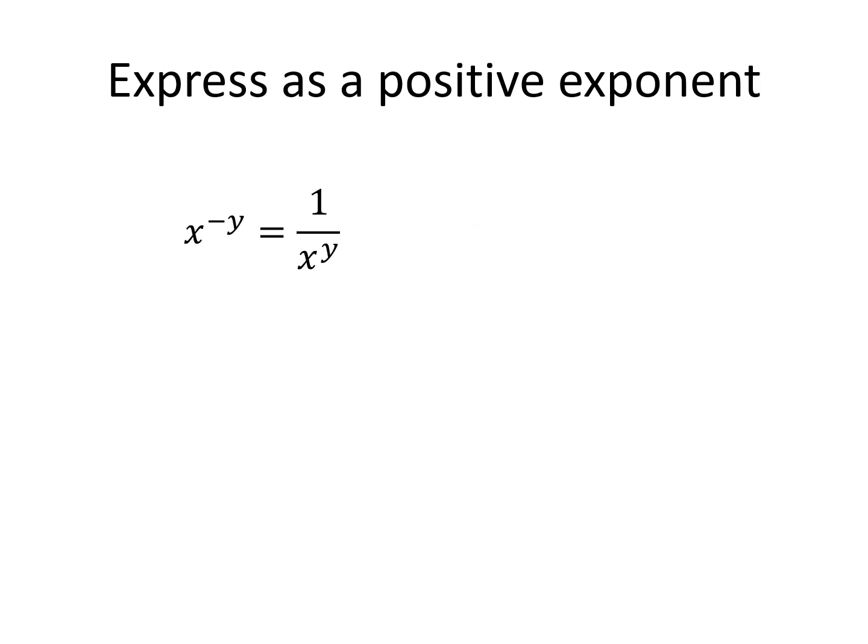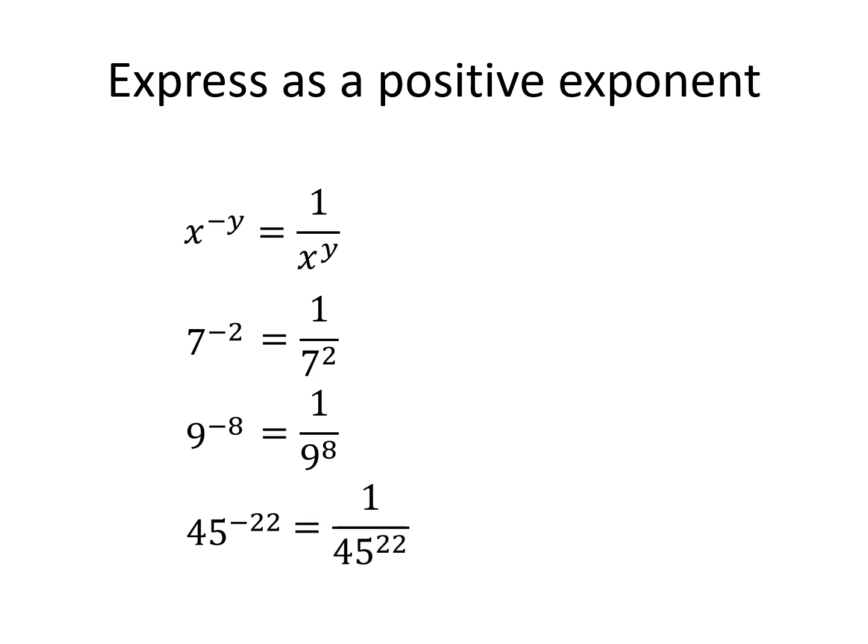Pattern in play. So taking this statement, this bold statement, we can apply it to any base with any negative exponent. 7 to the negative second power is 1 over 7 to the positive second power. 9 to the negative eighth is 1 over 9 to the positive eighth. And we can even make the numbers go crazy. 45 to the negative 22nd power is the same as 1 over 45 to the positive 22nd power. And there is the relationship between negative and positive exponents explained.